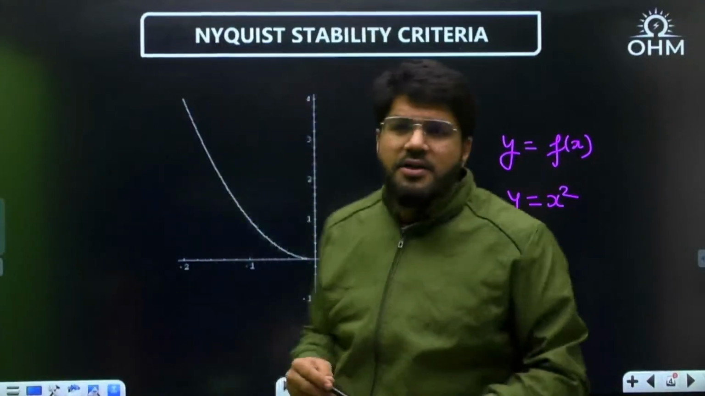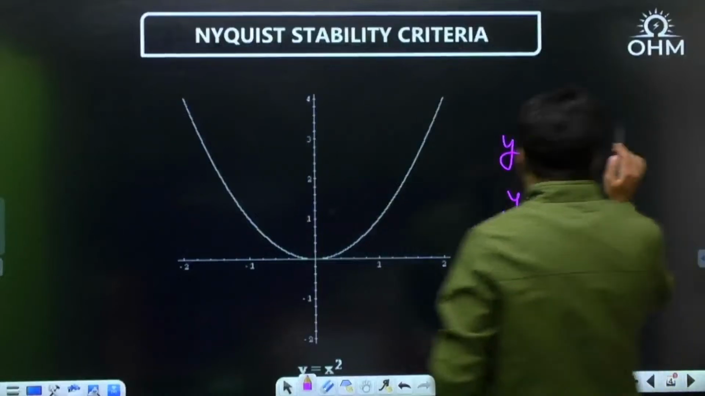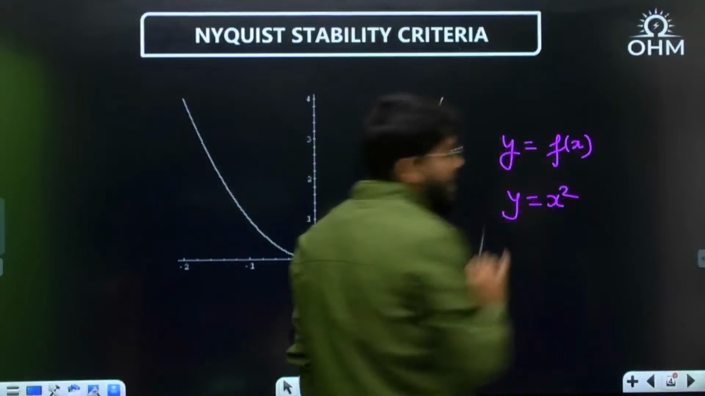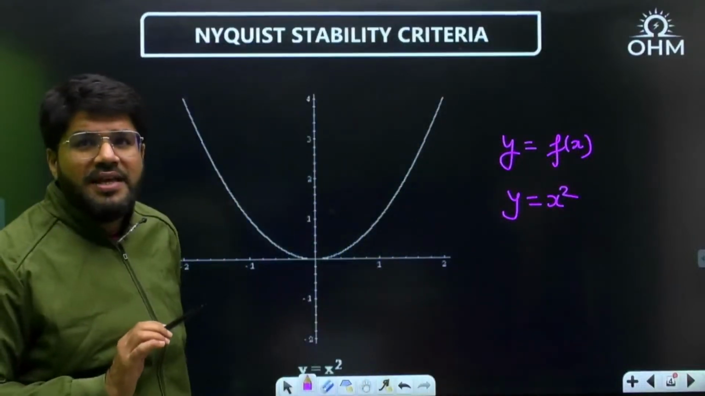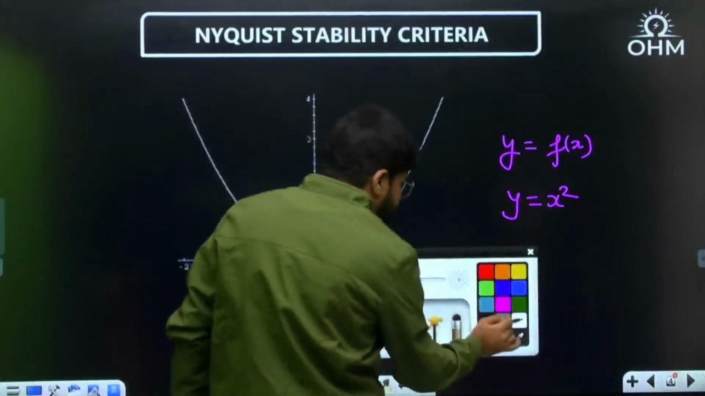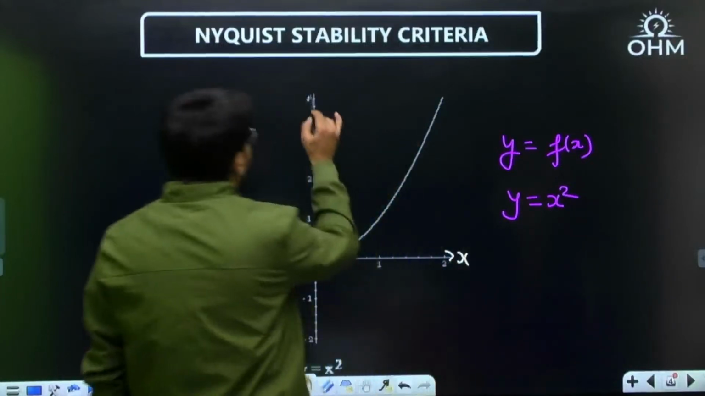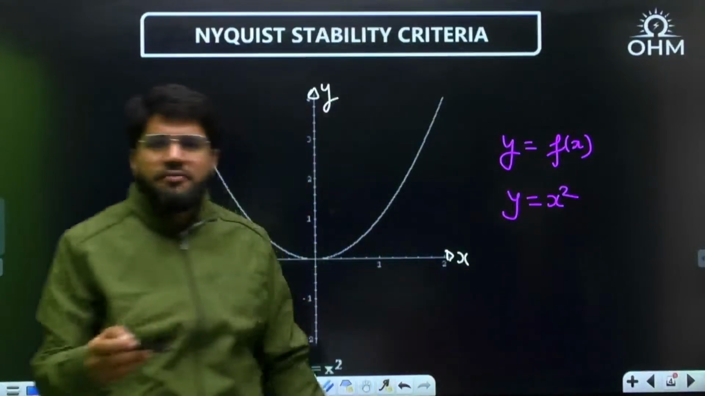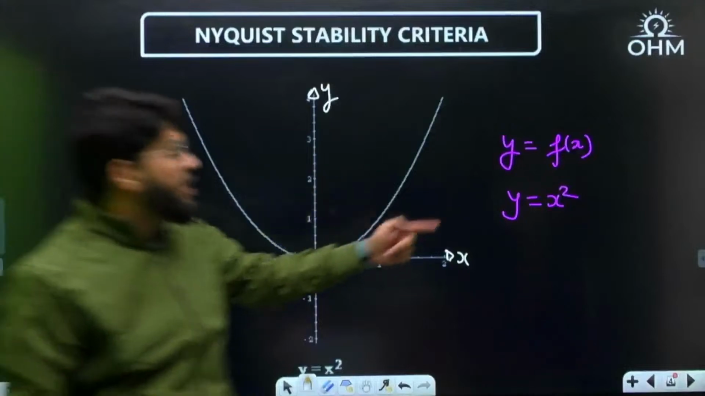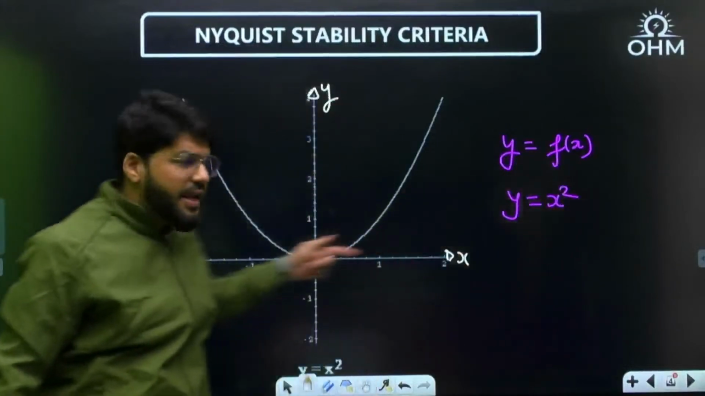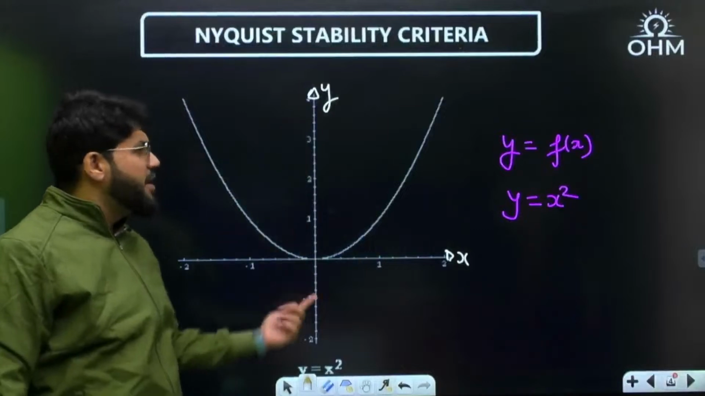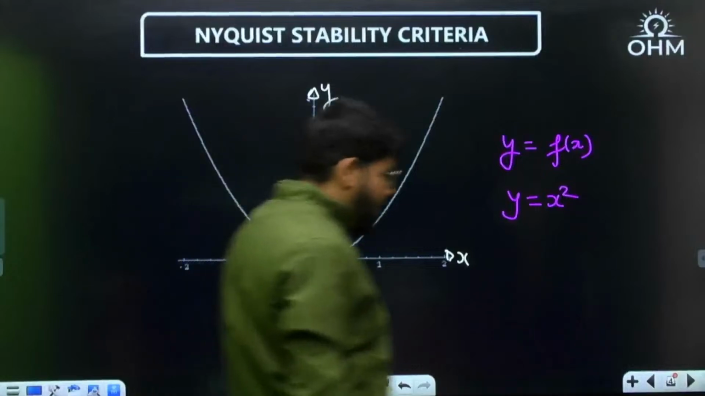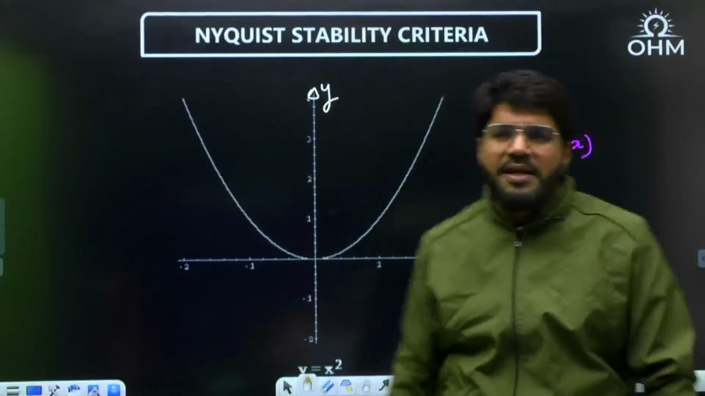So y equal to x square, y is a function of x where x is known as the independent variable and y is known as the dependent variable, but both x and y are real. Let's say this is your x-axis and this is your y-axis. To plot y as a function of x, whether it is a parabolic function or any other function, normally the independent variable we take on the horizontal axis, and the dependent variable we take on the vertical axis. But today we are going to talk about the Nyquist stability criteria.